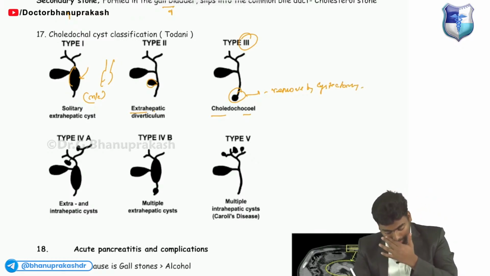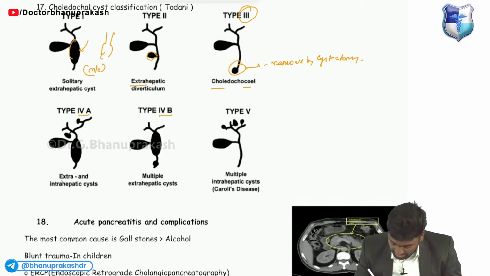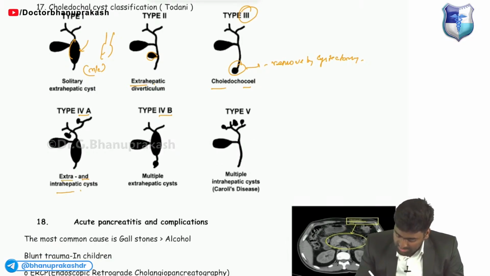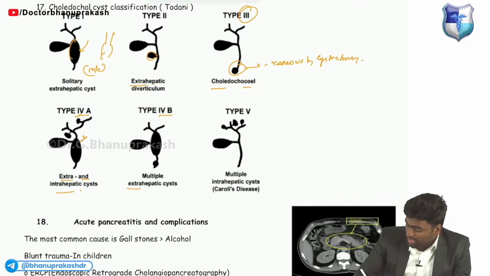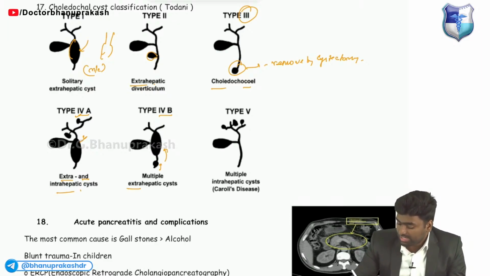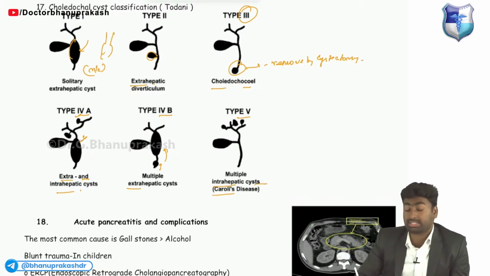Fine. Then if you see type 4A and type 4B, in type 4A there will be both extrahepatic and intrahepatic ducts, both cysts will be there. Whereas in the case of type 4B, there will be only extrahepatic ducts. Fine. Whereas in the case of type 5, only intrahepatic cysts will be there, which is known as Caroli's disease.